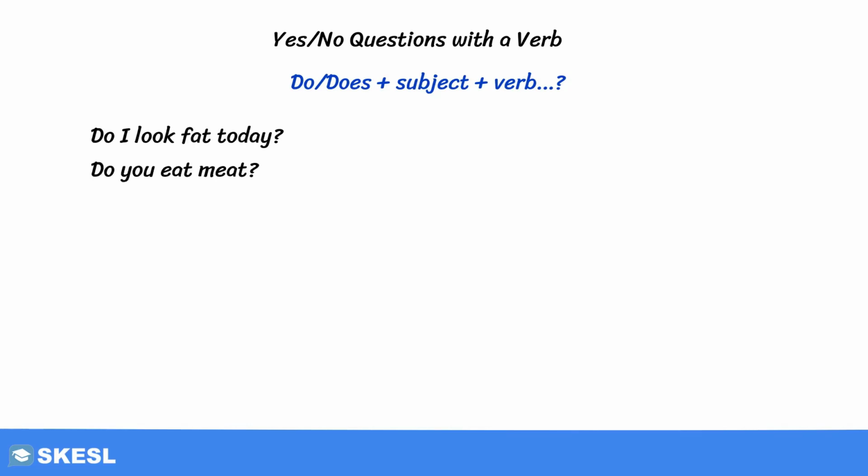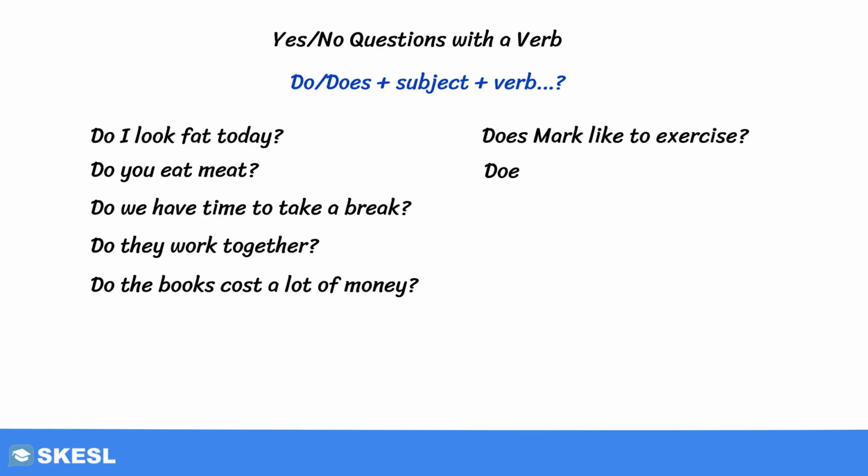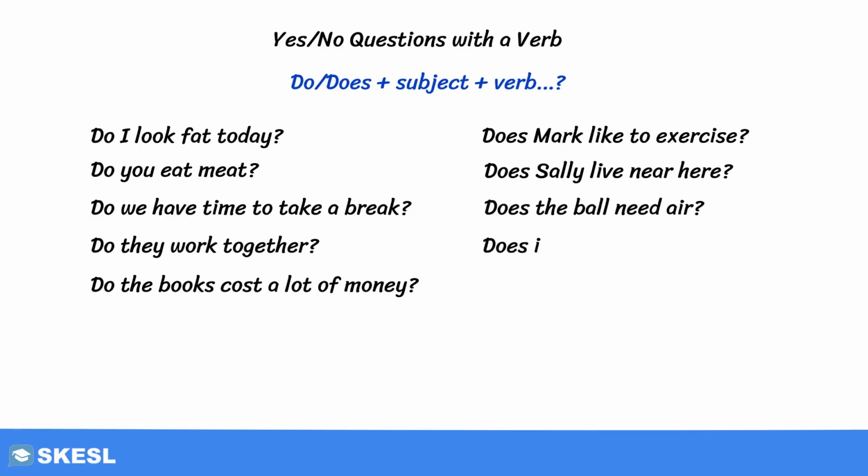Do you eat meat? Do we have time to take a break? Do they work together? Do the books cost a lot of money? Does Mark like to exercise? Does Sally live near here? Does the ball need air? Does it look good? Does he have a job?